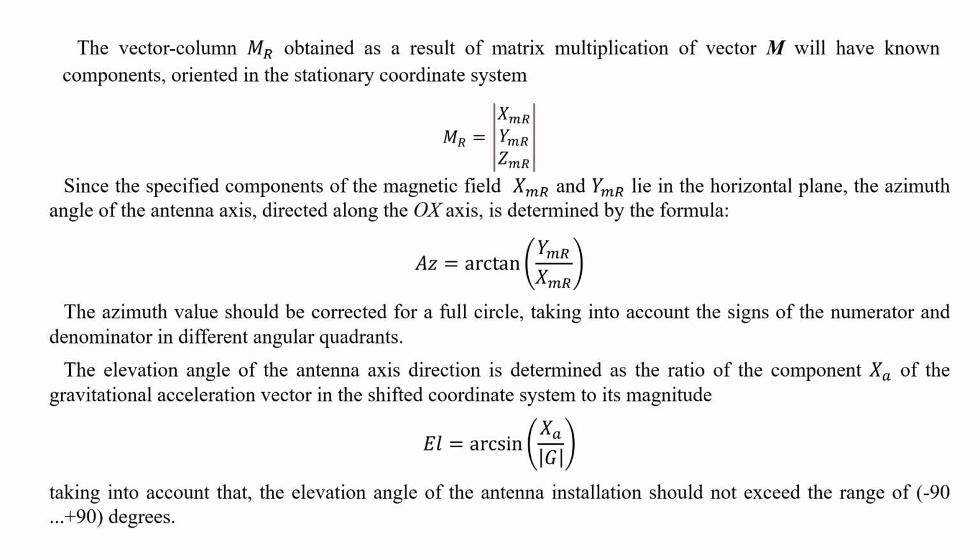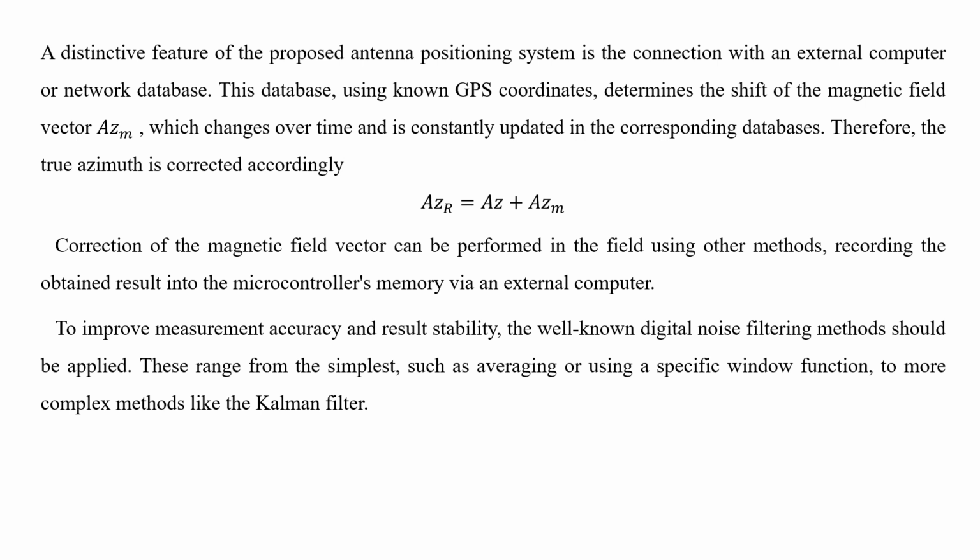The azimuth angle of the antenna axis directed along the OX axis is determined by the formula. The elevation angle of the antenna axis direction is determined. A distinctive feature of the proposed antenna positioning system is the connection with an external computer or network database. This database, using known GPS coordinates, determines the shift of the magnetic field vector, which changes over time and is constantly updated in the corresponding databases. Therefore, the true azimuth is corrected accordingly.